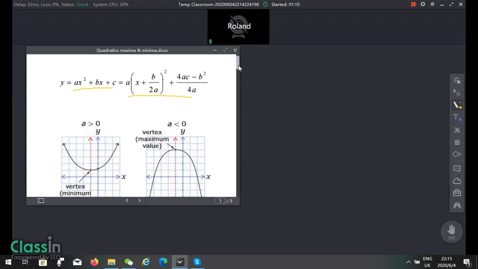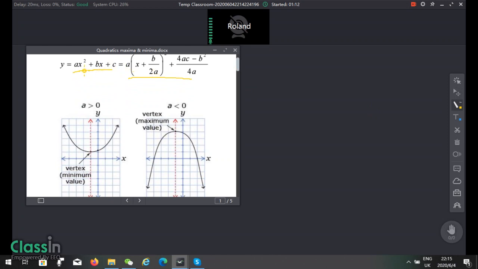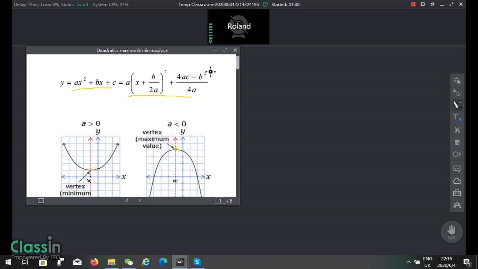A quadratic curve has only one turning point. That turning point could be either a minimum turning point, which means it has a minimum value, or a maximum turning point, which means it has a maximum value. Whether it has a maximum value or a minimum value, there will be a corresponding x value. This expression here represents the maximum value or the minimum value.